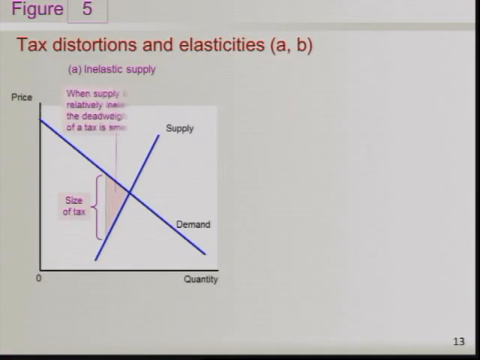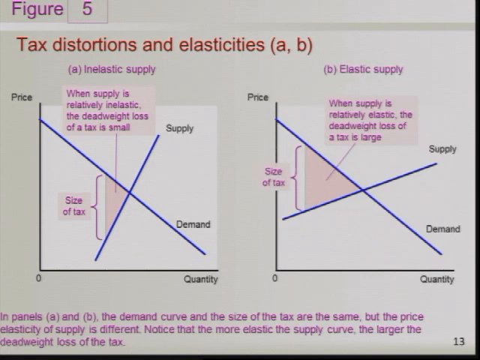So let's take a look at a couple of examples here. So in Figure 5, Panel A, we've got inelastic supply and elastic supply. We're pretending that demand is relatively elastic. So what's going on here? Remember, think of a stadium or a theater. They've got a fixed number of seats. So that would be perfectly inelastic.